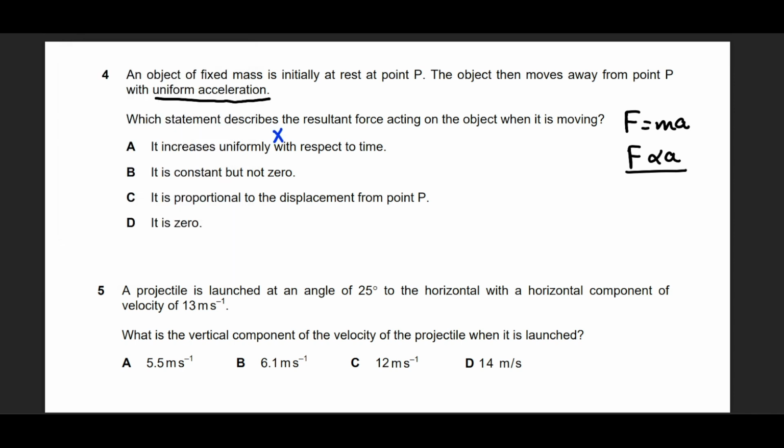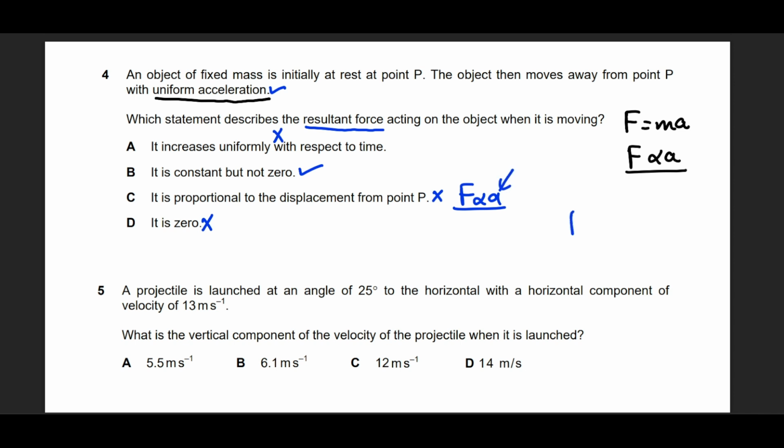No, it does not, because if the acceleration is uniform, if it's a constant acceleration, then the force will also be constant, or the resultant force will also be constant. It is constant but not zero. This seems like a plausible answer. It is proportional to the displacement. No, it's not. It is actually proportional to the acceleration or the force. It is zero. No, it's not zero, because the resultant force has to exist in order for the object to accelerate.